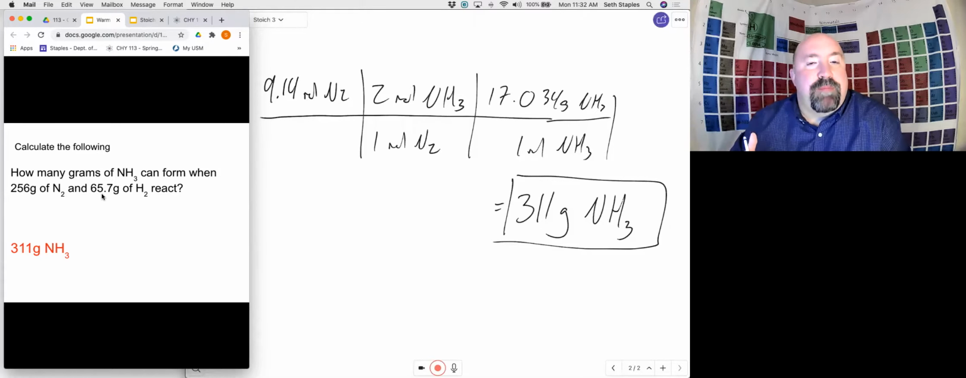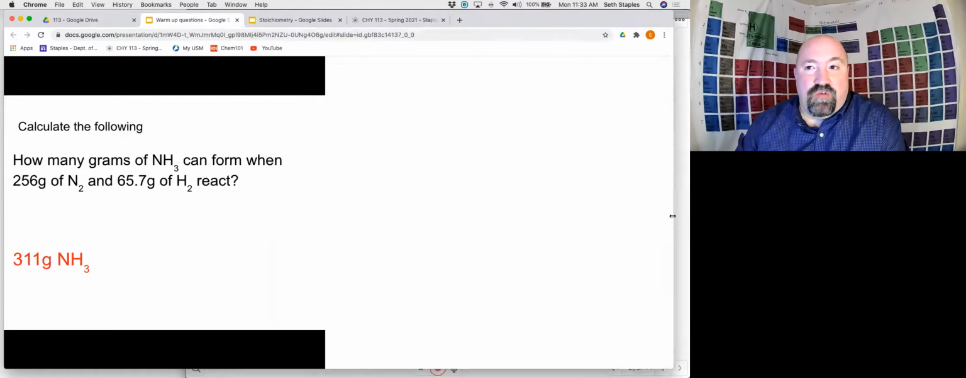You could also set up a before, change, and after table like we looked at and go about things that way. However you approach limiting reactant problems is entirely up to you. There are several methods of doing so. And so now, try a couple more.